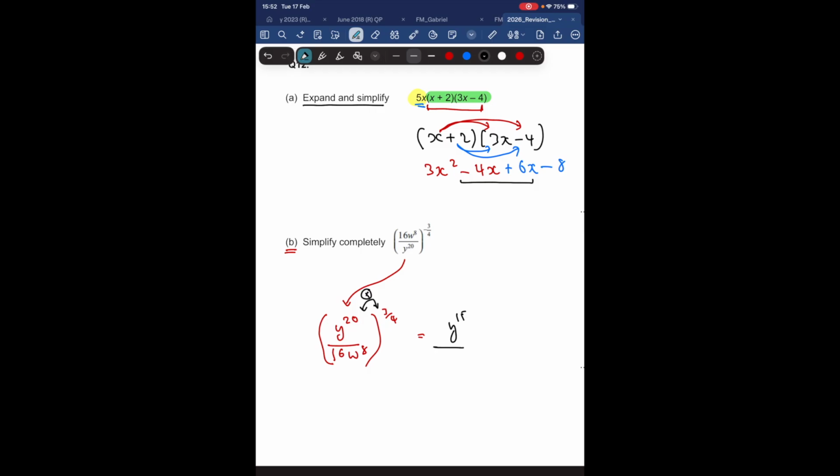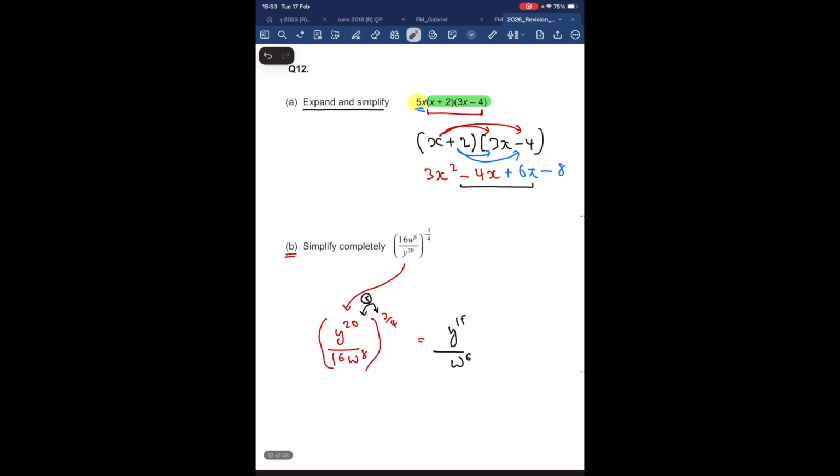To do the denominator, we do the same thing. We start off with the w. In the denominator, we've got w to the power of 8 raised to the power of 3/4. We multiply the powers together, so 8 times 3/4 gives us 6. So on the w, we're going to have w to the power of 6.